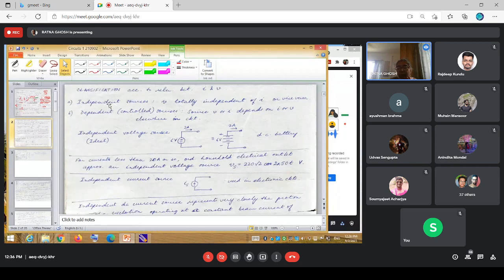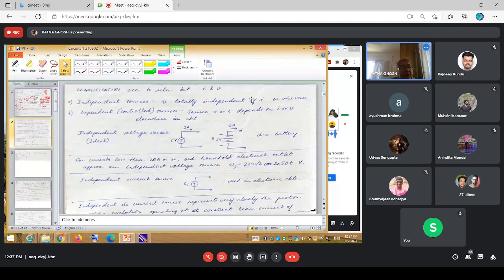So coming on to sources first. There are two types of sources that we are talking about: independent sources and dependent sources. When we say independent sources, whether it's an independent voltage source or an independent current source, the voltage of the particular source is totally independent of the current it supplies.